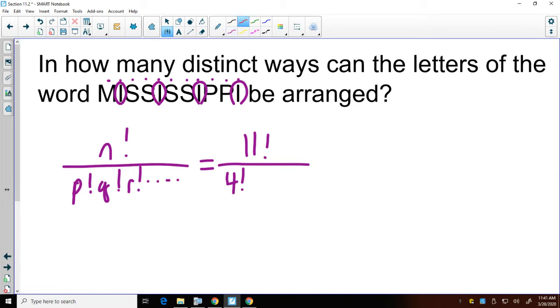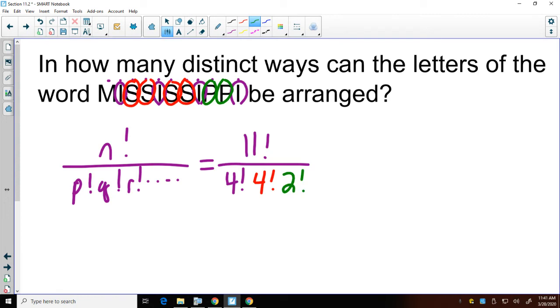So next, I'll change up my color. I look at S. Do I have duplicates of S? Yeah. So how many S's do I have? I have a total of 4 of them. So I got another 4 factorial down here. And then I come to a P. Do I have duplicates of P? Absolutely. How many P's do I have? I've got 2. So I have 2 factorial down there.